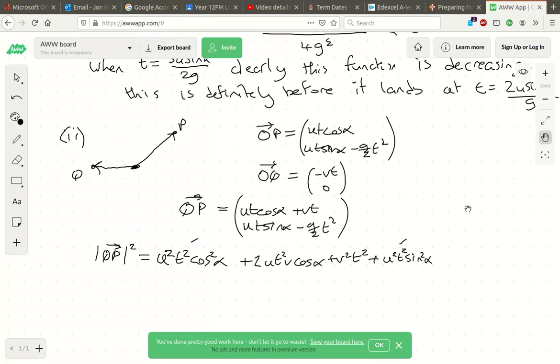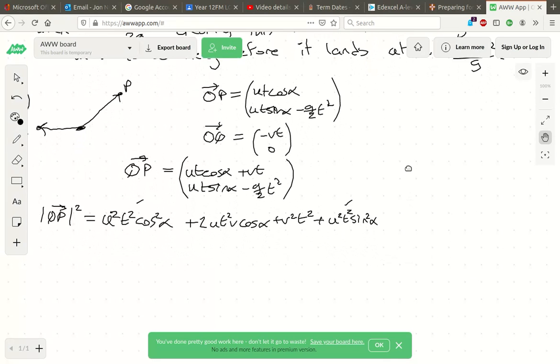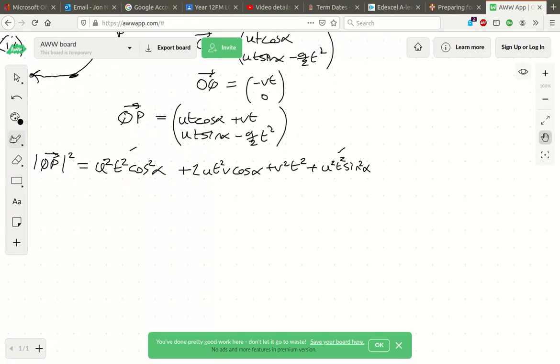Let's just move this over and give us plenty of space. It's going to be one of those lines where you just have lots of terms. Minus, same as before, minus ugt cubed sine alpha, and then plus g squared t to the 4 over 4.